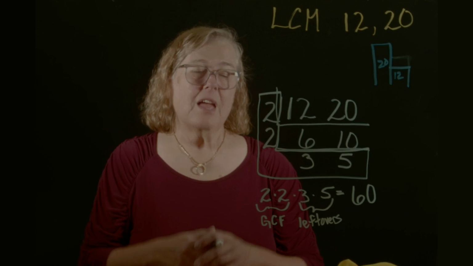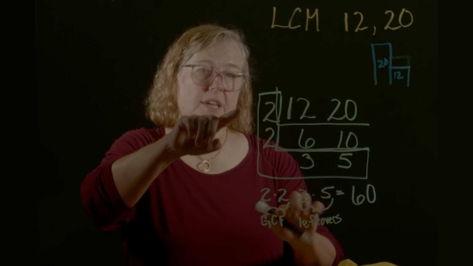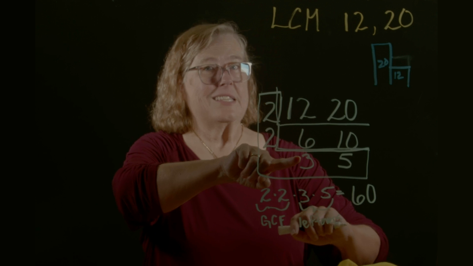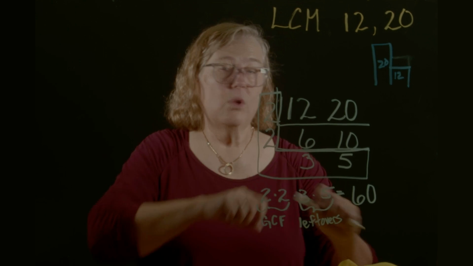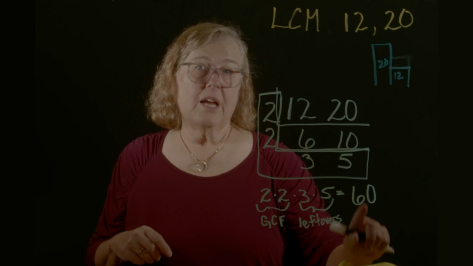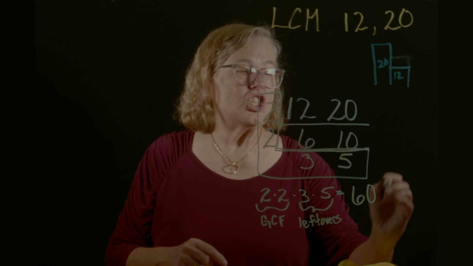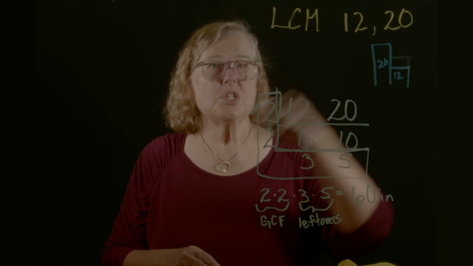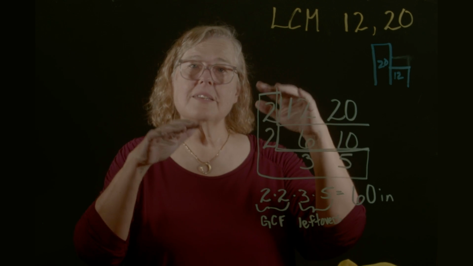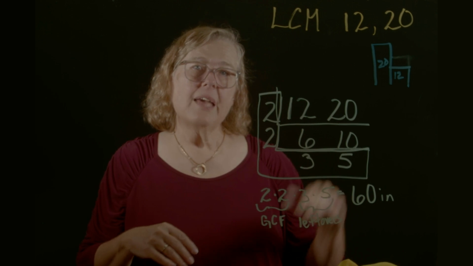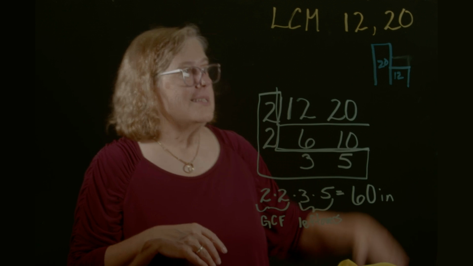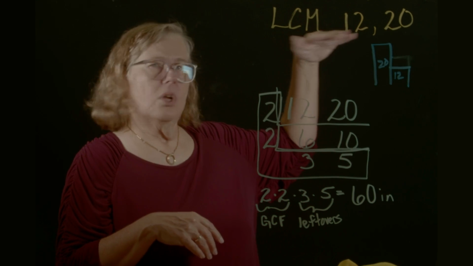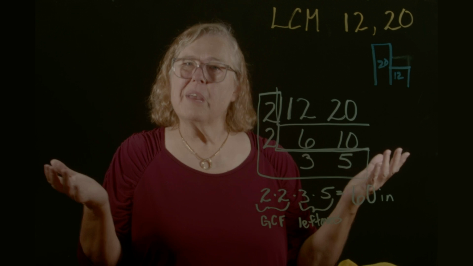Nice job. So what we did is we took the greatest common factor, 2 times 2, times the leftovers, like last night's spaghetti, 3 times 5. We multiplied them all together, and we got 60. 60 inches. So we had 12 inches and 20 inches. So I know that when I stack those boxes and I want it to be even, that stack of boxes is going to be 60 inches, which is like 5 foot, right? So, you know, pretty tall. I got to be careful, make sure it's safe.